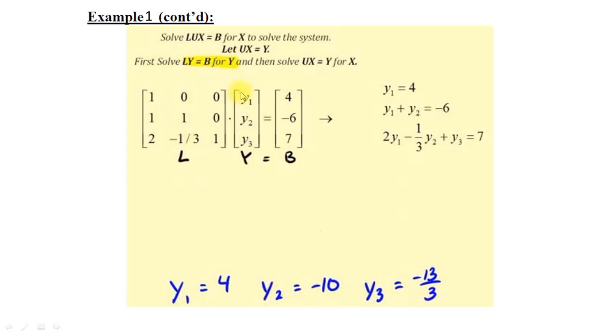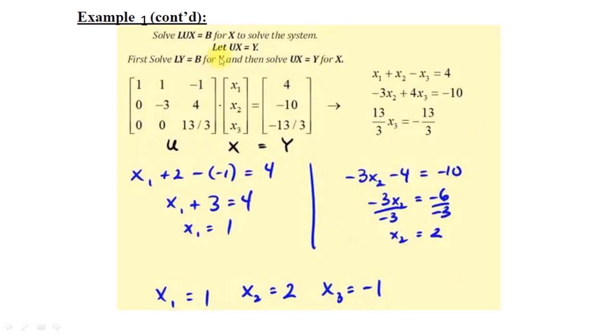Using the lower triangular matrix and the matrix B to find the matrix Y by using forward substitution, Y1 is equal to 4. To write this in equation form, Y1 plus Y2 plus 0 Y3, we can write Y1 plus Y2 is equal to -6, and putting the value of Y1 here, we obtain the value of Y2 is -10, and the third equation is 2Y1 - 1/3 Y2 plus Y3. Putting the value of Y1 and Y2, we obtain the value of Y3 is -13/3.